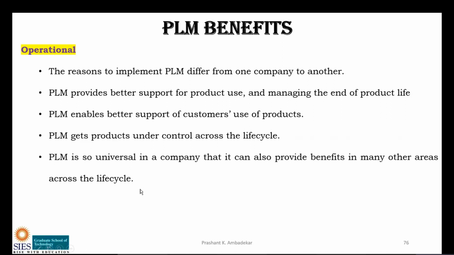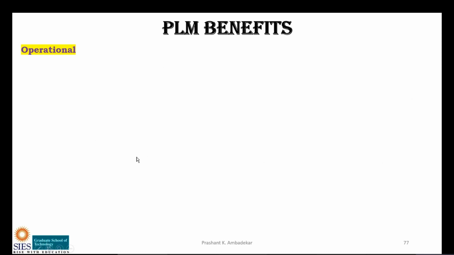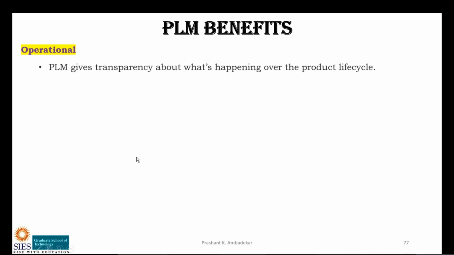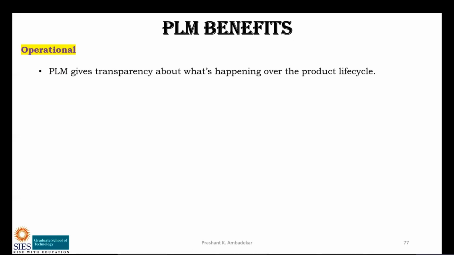The PLM is so universal in the company that it can also provide benefit in many other areas across the life cycle. So we had seen yesterday in the PLM paradigm that it's about the product, and when it comes to product, anything and everything which is associated with the product should be taken care of. So PLM is universal. Okay, it is holistic. It takes care of each and everything. Then it gives transparency about what's happening over the product life cycle.